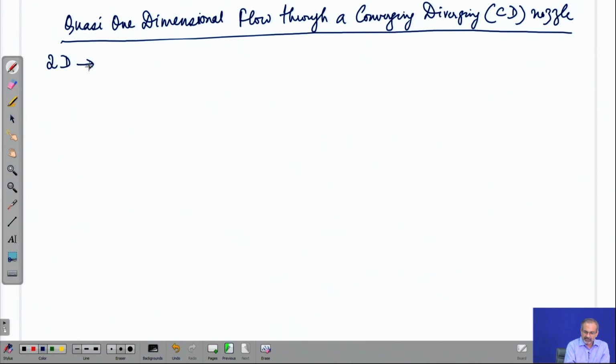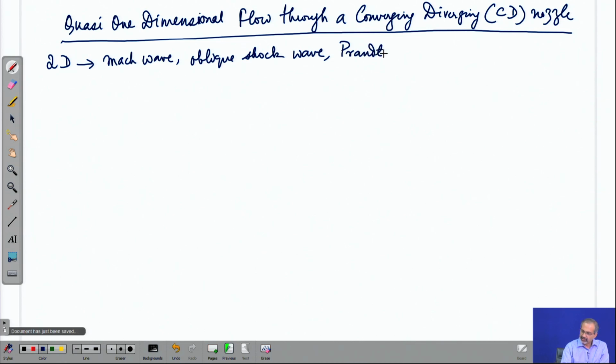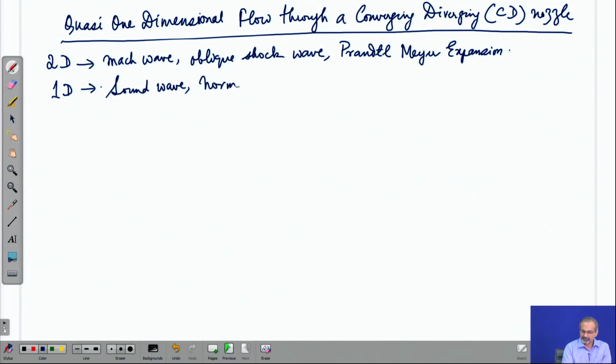What have we learned before this? We have learned about two dimensional compressible flows. In what context? We have learned them in the context of Mach wave, oblique shock wave. We just finished discussing Prandtl-Meyer expansion. So, these are all examples of two dimensional flows. What have we learned in the context of 1D flows? We have learned sound wave propagation, we have learned normal shocks.